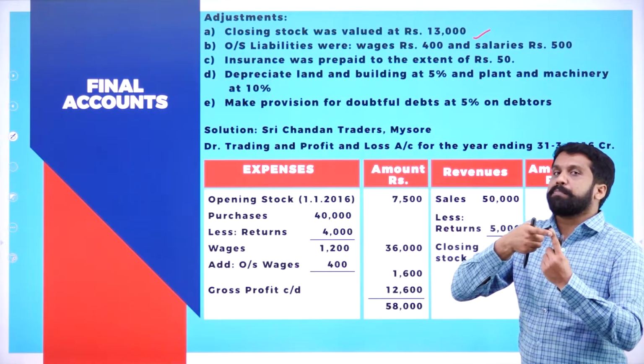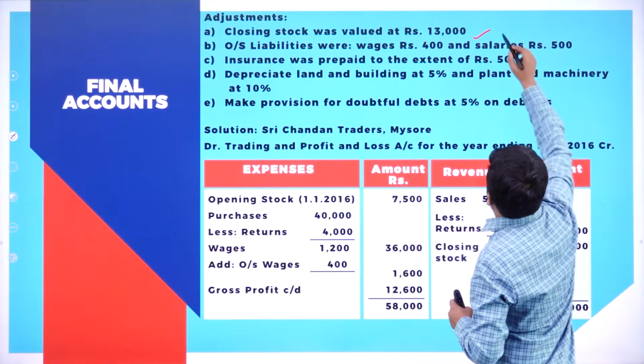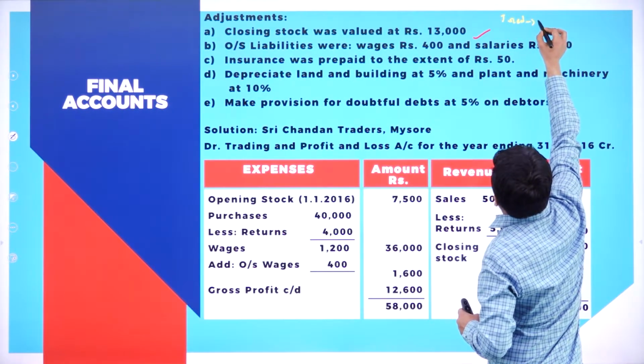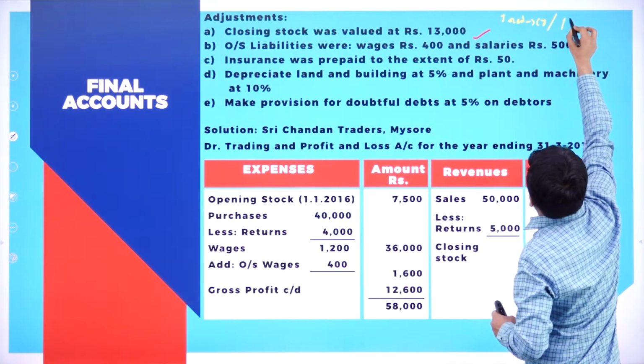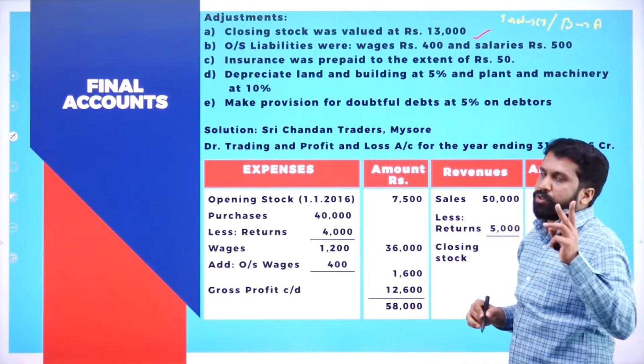One more will be what? Balance sheet, asset. I'll write down that. Your closing stock, one will be your trading account, credit side. Another one will be balance sheet, asset. So there will be two effects.